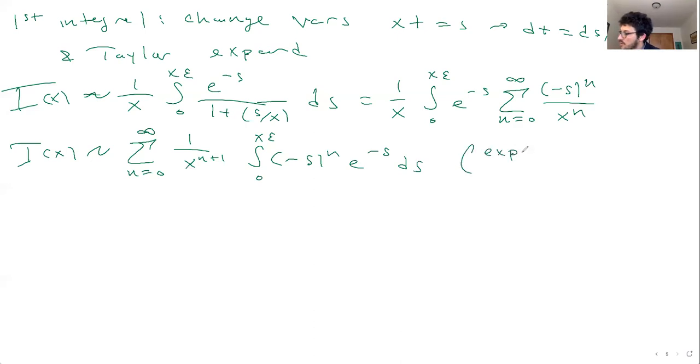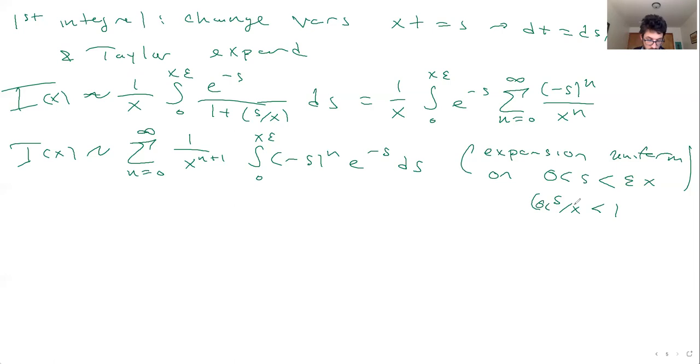And note, right, because this expansion works as long as s is small enough, right? It's going to be uniform on where s is between 0 and epsilon x, okay? Because that means the argument here, right, is going to be smaller than the denominator down here, okay? So this will converge fine in that case because s over x is going to be less than 1 always, okay? And of course, greater than 0. Okay.